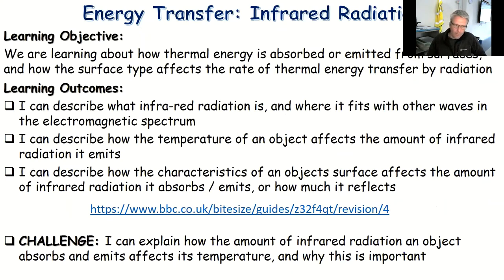Hopefully, the slides have helped you to be able to describe how the temperature of an object affects the amount of infrared radiation it emits. And hopefully you can describe how the characteristics of an object's surface affects the amount of infrared radiation it absorbs or emits or how much it reflects. Again, like for the previous learning outcome, if you've not understood that, the BBC Bitesize revision slide that I've put a URL link to on the page is very, very good, and it will take you through those key ideas in a slightly different way, and that may well help you.